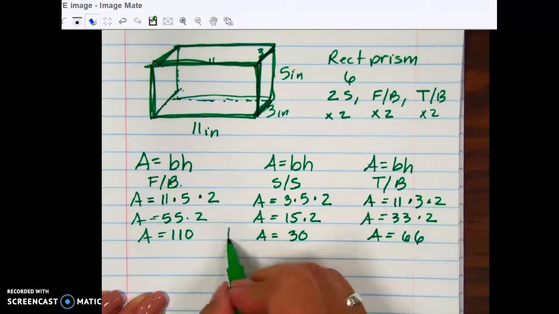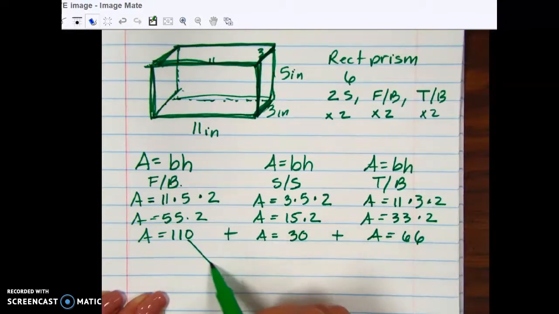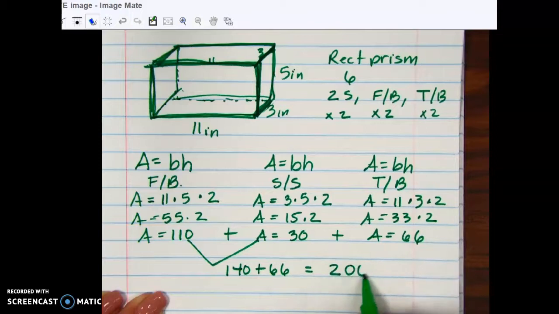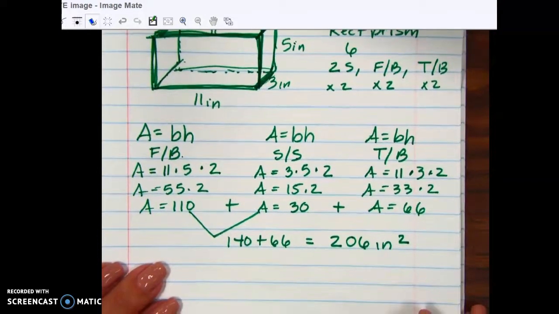Now I add these together. 110 plus 30 is 140, plus 66, which equals 206. Make sure you label it as inches squared. Now, I'm going to show you a little trick. Yep, there is a trick to this.